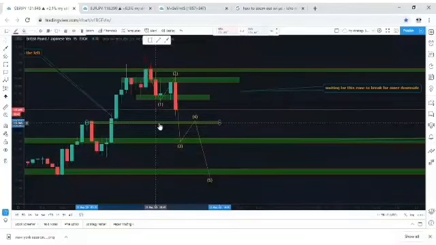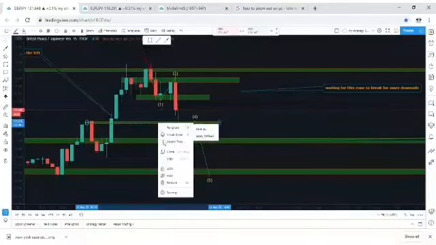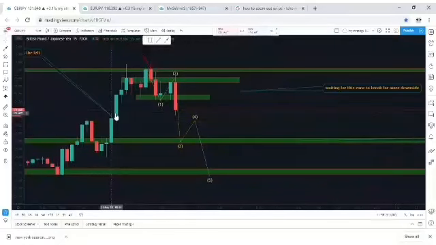So, but right now is a sell. GBPJPY is a sell. It's a sell.